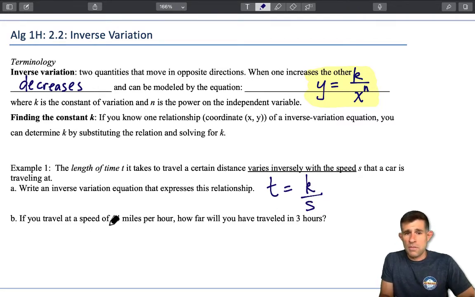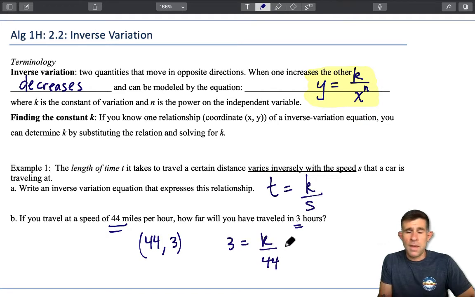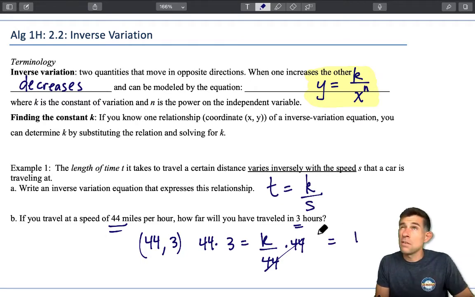If you travel at a speed of 44 miles per hour, how far will you have traveled in 3 hours? So here's an example where we are going to find our constant of variation. We have our rate here of 44, which is our independent variable, and our time here, which is our dependent variable of 3. So we're going to substitute that relation in here, and we're going to end up with 3 is equal to k over 44. Now, in order to get that 44 out of the denominator, we're going to multiply both sides by 44. And that means I'll have 3 times 44 is equal to my constant of variation, and that's going to give me 132.